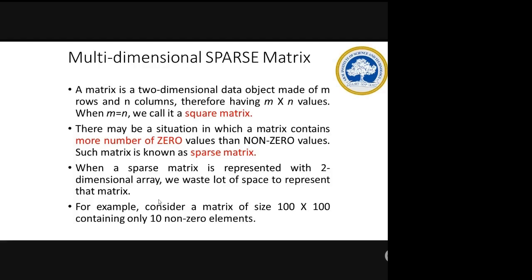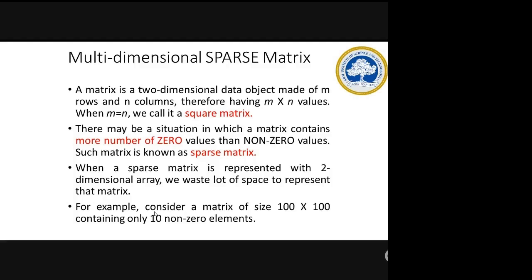Two types of representation are there. One is the triplet representation, and another one is the linked representation. For example, you have a matrix of 100 cross 100, and all the values are zero except only 10 non-zero elements. In 100 cross 100, 100 into 100 means 10,000 elements will be there. In those 10,000 elements, only 10 are non-zero values.